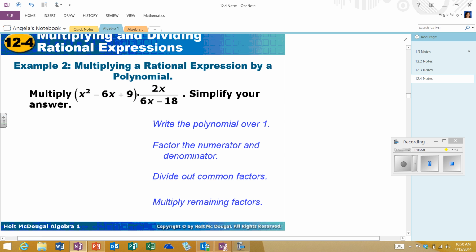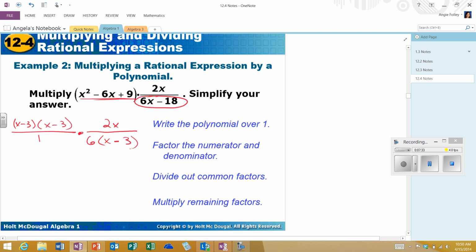Okay, so now we're multiplying these together. And if you want to rewrite it, let's factor this polynomial first, okay? So I can factor that by the guess and check method, and I can do x minus 3 times x minus 3 because it's one of those perfect squared trinomials. I'm going to put it over 1, and then it's 2x times 6x minus 18. However, look at this 6x minus 18. You can pull a 6 out, so you're left with x minus 3.